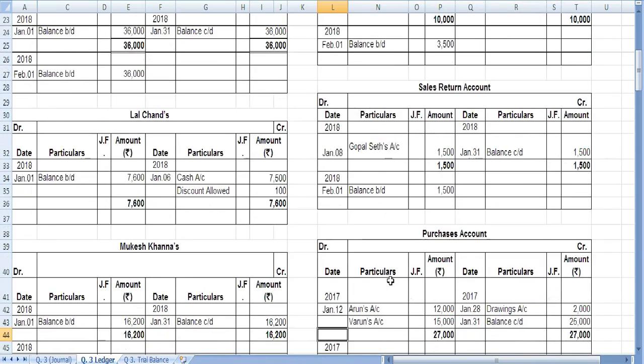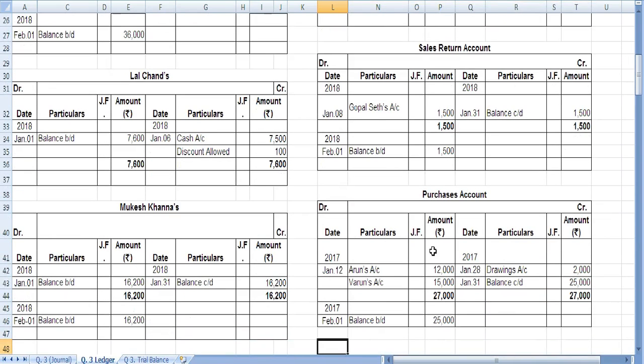Then we have the purchases account. Now if we add this side, we can see this is greater, coming to 27,000, and this side is 20,000. So to match both the sides, we have to write balance CD 25,000 on this side, and so the next month the opening balance will be 25,000.